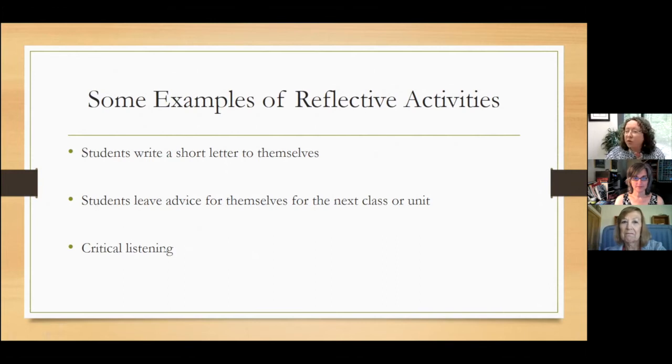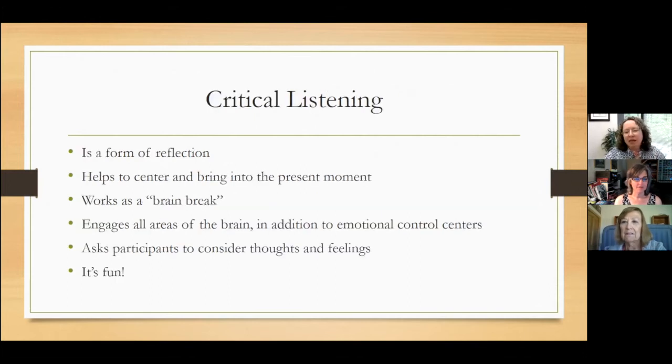I've also used critical listening. And this is something, by the way, that I have used in all sorts of classes, not just music classes. I've also used it in faculty development. I'm going to use it here. What is critical listening? It is a form of reflection and helps to center and bring people into the present moment. It works really well as a brain break after doing sustained difficult activities.